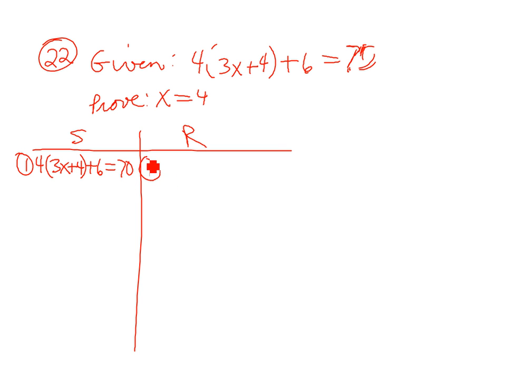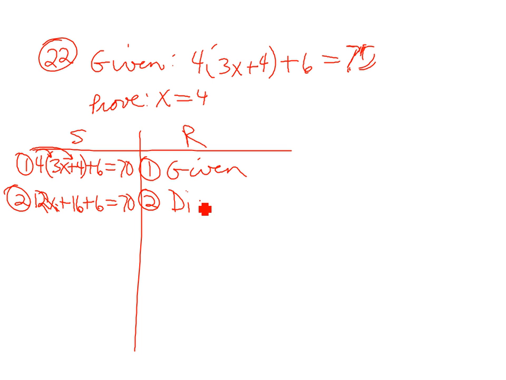Alright, we knew all that because they told it to us, it was given to us. Step 2, first thing I want to do here is get rid of the parentheses. That gives me 12x plus 16 plus 6 equals 70. Distribute out the 4 to each of those. And I used the distributive property there.